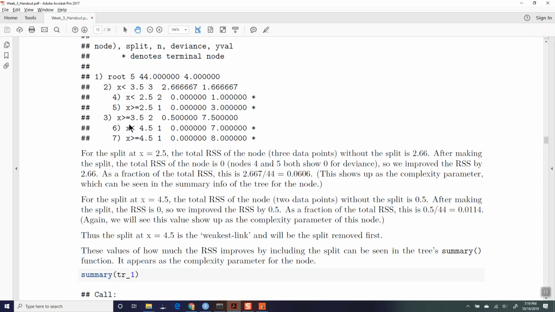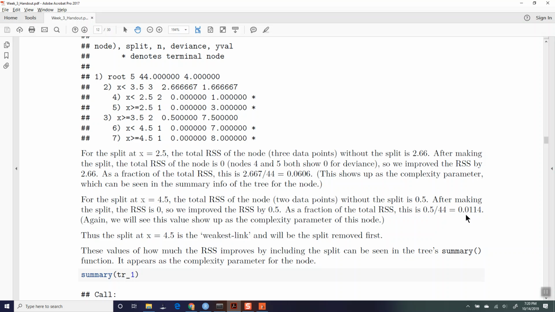Over here, if I include the split at 4.5, before that I didn't have a split and we had two observations that were greater than 3.5, and my RSS there was 0.5. By including this additional split at 4.5, my RSS went from 0.5 down to 0. I had 0 plus 0, so it went from 0.5 to 0. So that's an improvement of 0.5. If I do 0.5 divided by 44, where the total RSS in the beginning was 44, I get 0.0114, around 1%. Is that okay, where these two numbers are coming from, the 6% and the 1%?